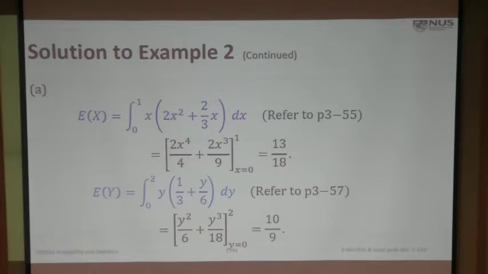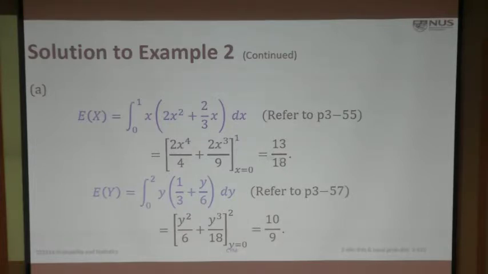So now I'm integrating 2 times x to the 3, which is 2 times x to the 4 over 4, plus 2 over 3 times x squared, which integrates to 2 over 3 times x to the 3 over 3, which is 2 times x to the 3 over 9. And x goes between 0 and 1, so when x is 0 I don't care, and when x is 1 I get 13 over 18. So that's the expectation of x.